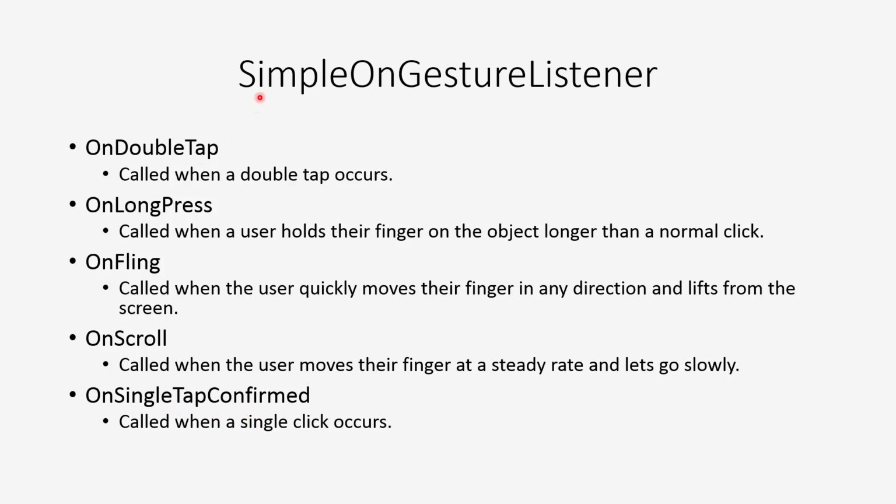Okay, but the common ones that are used when you're overriding these simple on gesture listener methods are the double tap, which is when you do a double click on a view, the on fling and the on scroll. Okay, so these are some common ones that you probably want to use when you're inheriting from the simple on gesture listener. Okay, so that being said, guys, let's go back into the code and start programming this up.